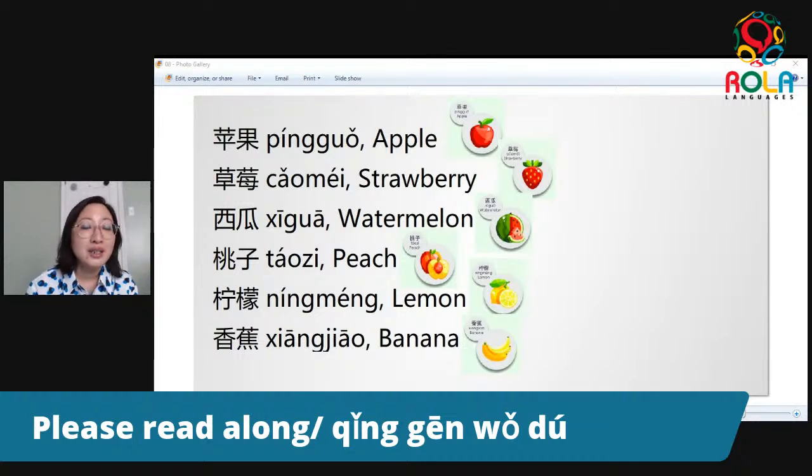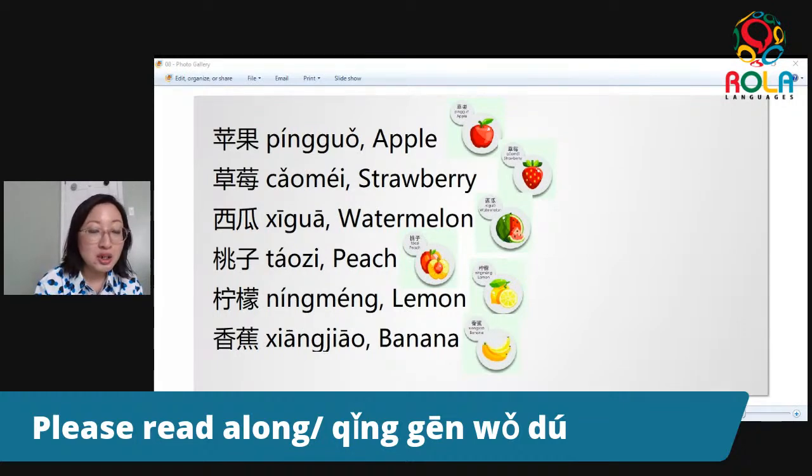Peach. And next one is one that the Mandarin speakers actually borrow the pronunciation from English. In English, we say lemon, right? In Mandarin, we say something very similar. 柠檬. All right. And next one, we have 香蕉. 香蕉 for banana.